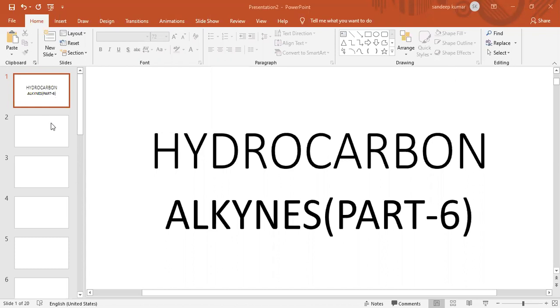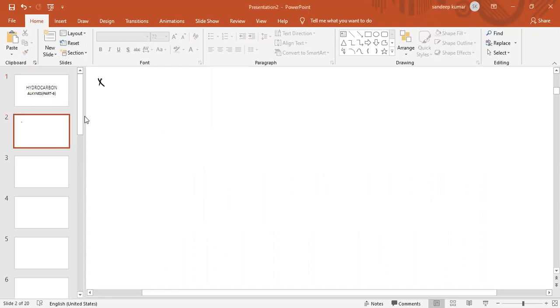In today's lecture, we are going to discuss our new topic, that is alkynes. The general formula for alkyne is CnH2n-2. So this is basically the general formula for alkyne.